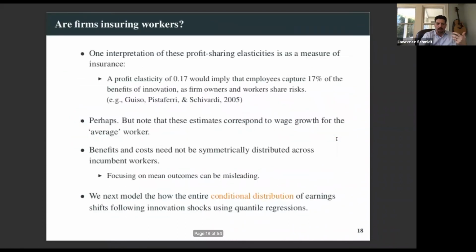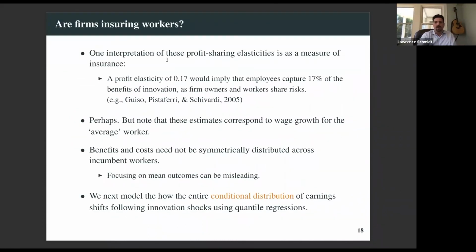Okay, so we think about the ratio of these two coefficients. Again, we get one of 0.17, that's our overall number. That would say that employees capture something like 17% of the benefits of innovations. And so there is some sharing of this between workers and firms.